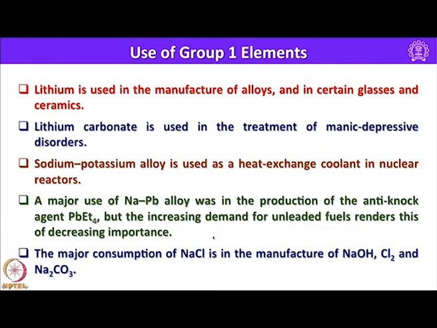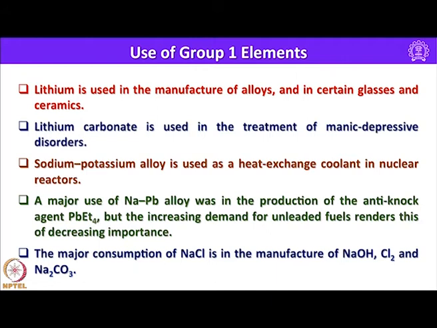And of course, I also discussed the uses of group 1 elements. Lithium is used in the manufacture of alloys and in certain glasses and ceramics. Lithium carbonate is used in the treatment of manic depressive disorders, and sodium potassium alloy is used as a heat exchange coolant in nuclear reactors. A major use of sodium lead alloy was in the production of anti-knock agents such as tetraethyl lead. It is no longer used, but the increasing demand for unleaded fuels renders this of decreasing importance.